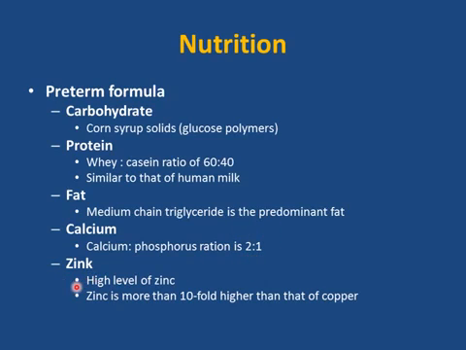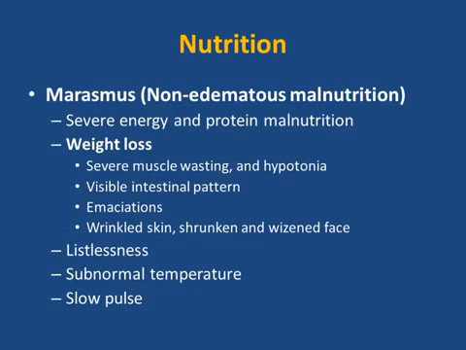The zinc level in preterm formula is high, more than 10-fold higher than that of copper. Marasmus is a classic example of severe malnutrition. It is non-edematous malnutrition. It is severe energy and protein malnutrition or decreased intake, combined with recurrent infections like vomiting, diarrhea, or chronic diseases. These children have severe muscle wasting and hypotonia.